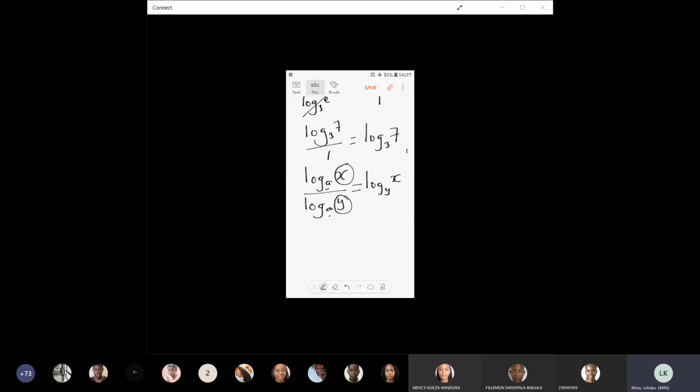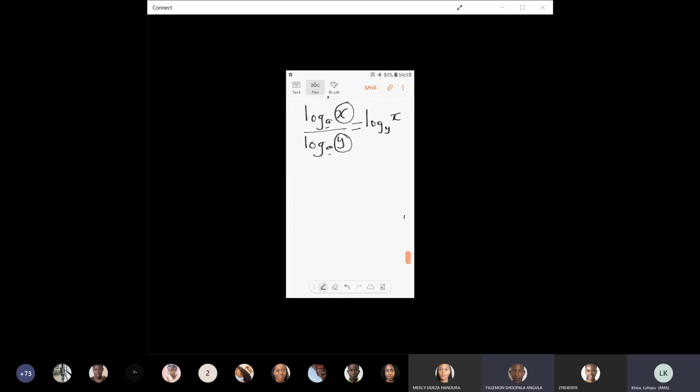Now we look at some logarithmic equations. But before that, let's look at question 5.